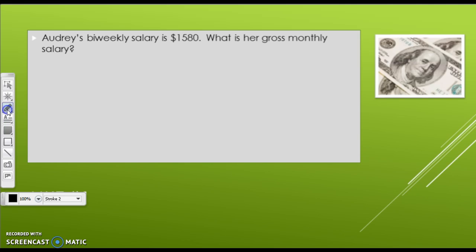First, I have to find out her annual salary. So to find her annual salary equals her biweekly salary times the number of pay periods.